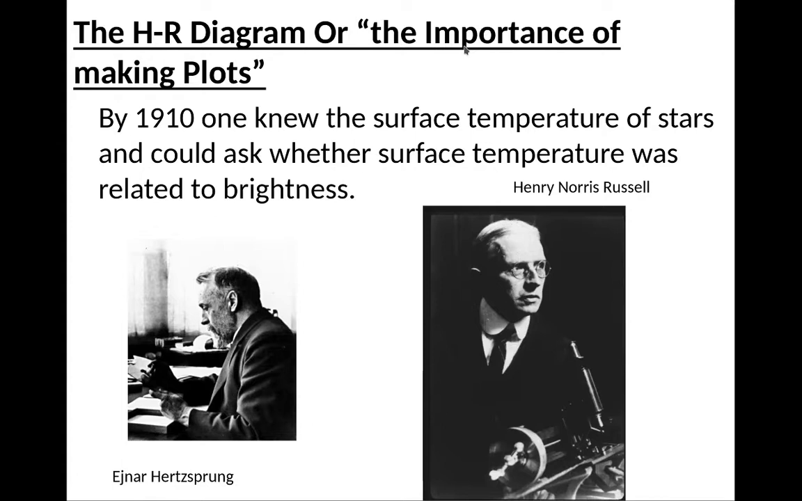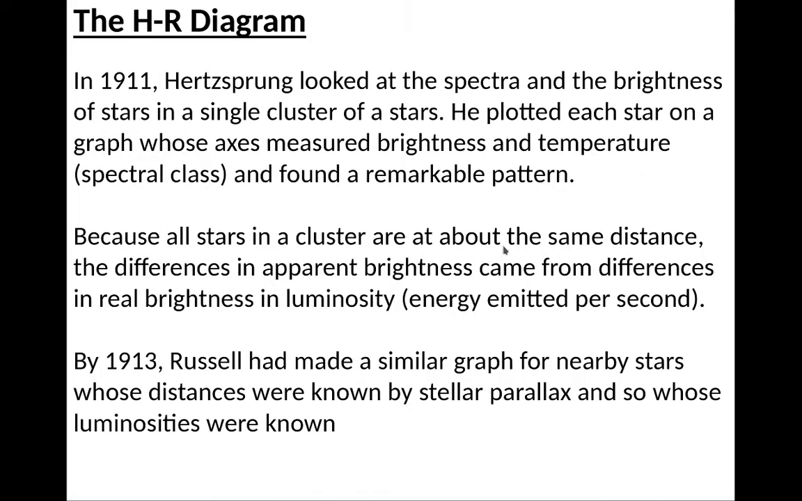All right, so now we're going to talk about the HR diagram, or the importance of making plots. By 1910, one knew the surface temperature of stars and asked whether the surface temperatures were related to brightness. There are two characters we're going to meet now, Edgar Hertzsprung and Henry Norris Russell. In 1911, Hertzsprung looked at the spectra and the brightness of stars in a single cluster of stars. These are stars that are together in a giant cluster, up to 1,000,000 stars together. And he plotted each star on a graph whose axis measures the brightness.